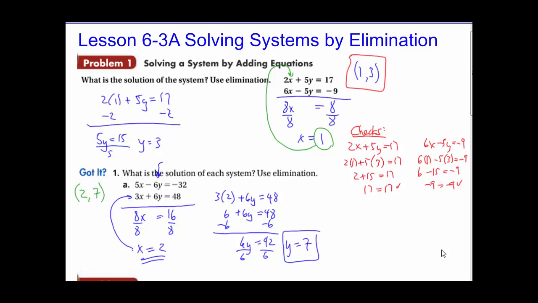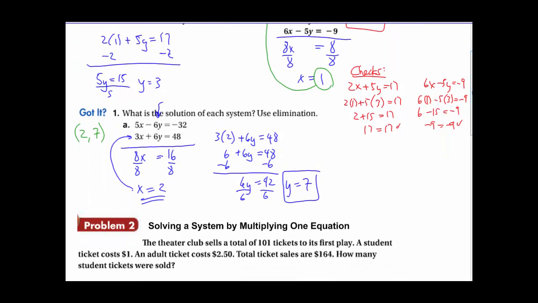Okay. Let's again do our checks. So our checks over here, we'll go ahead and write checks. So we have 5x minus 6y equals negative 32, and we have 3x plus 6y should be equal to 48. 5 times 2 minus 6 times 7 should be equal there. 10 minus 42 is negative 32, which is equal to negative 32. So that checks out.